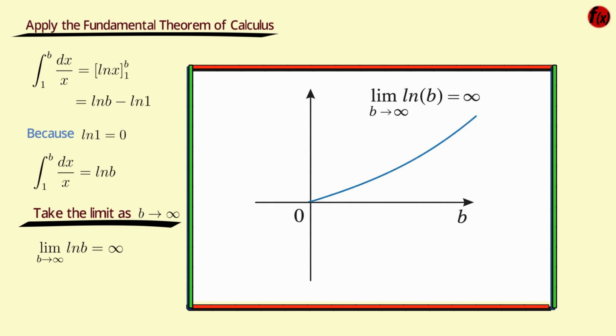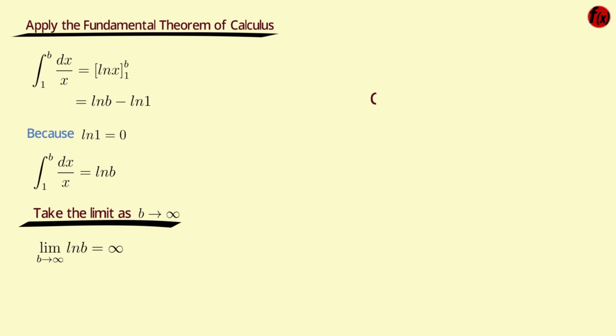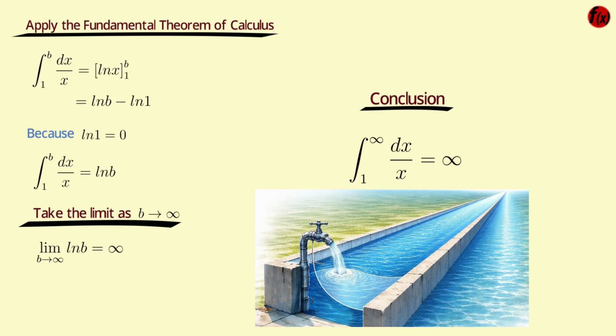The logarithm grows without bound as its argument goes to infinity. So, while our intuition wants that thinning tail to eventually close off, the calculus tells a different story. As we've just proven, the integral of 1 over x from 1 to infinity diverges. It does not converge to a finite number.